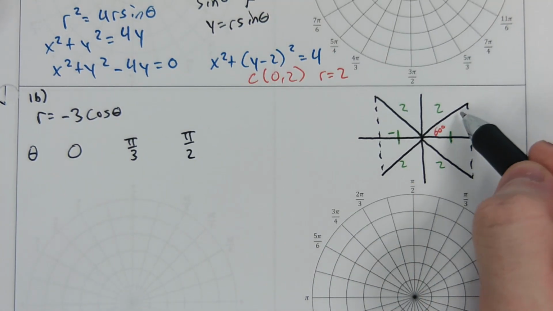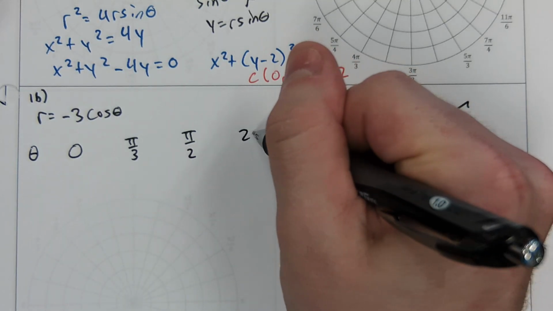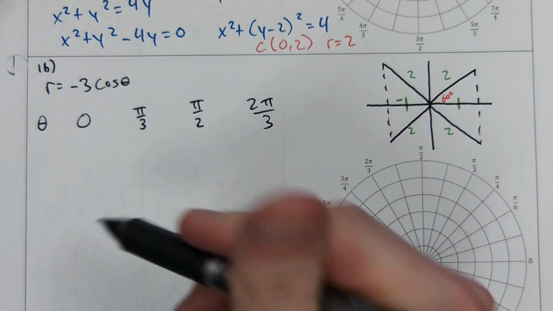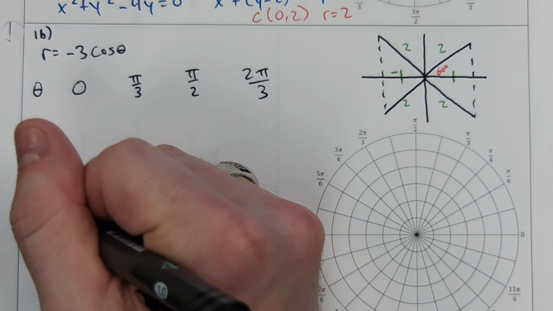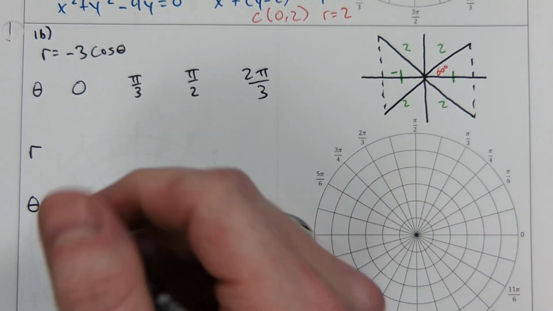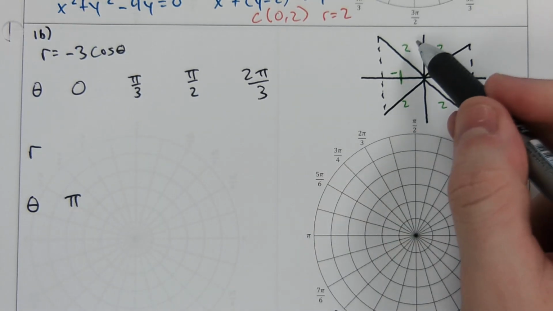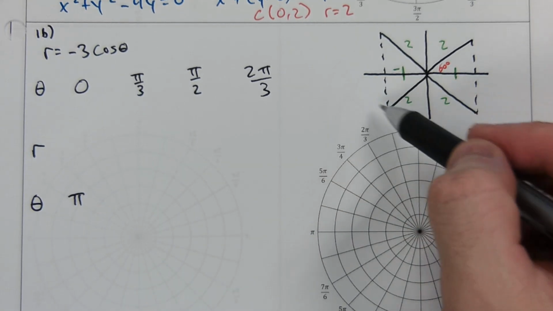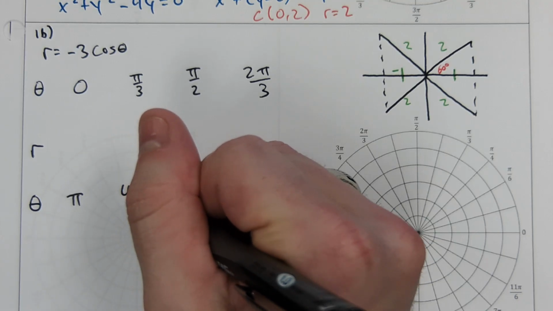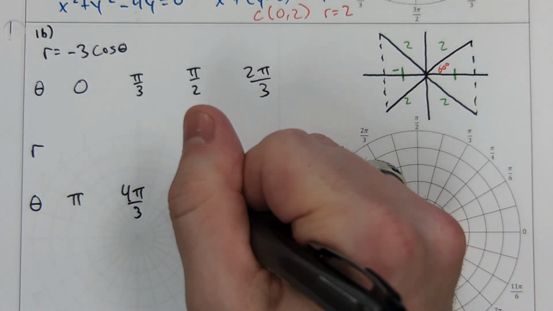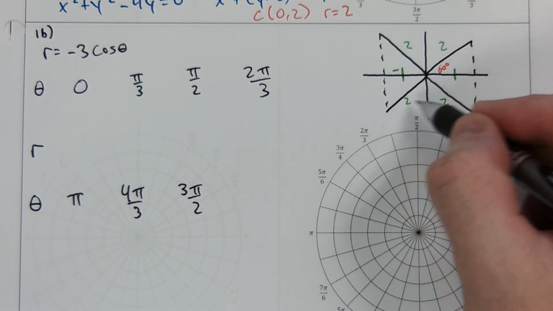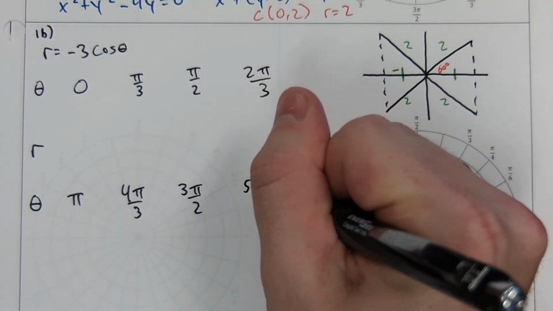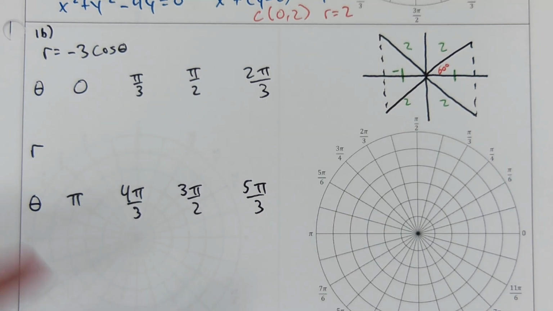Then, was this 2 pi over 3. Leave a space for a little bit of work, and then write r. Below that, we've got the next set of thetas. They will begin at pi, which is actually 3 pi over 3. Then we've got 4 pi over 3, 3 pi over 2, and 5 pi over 3. There. Oh, the symmetry makes me happy. That makes me really happy.